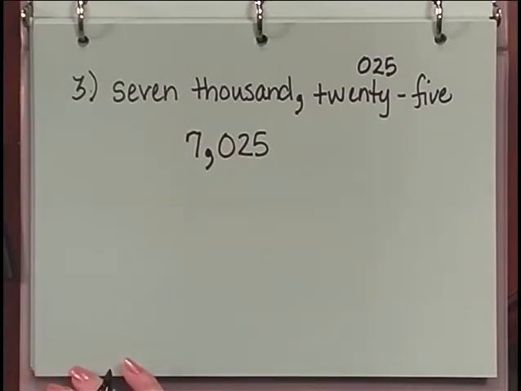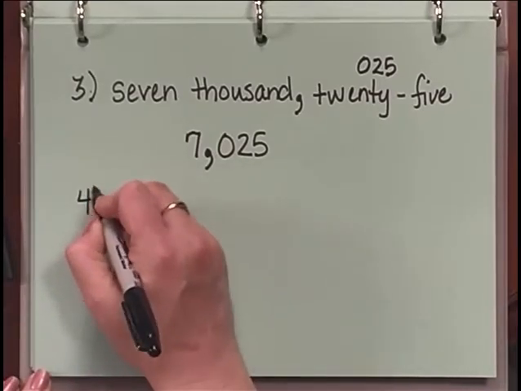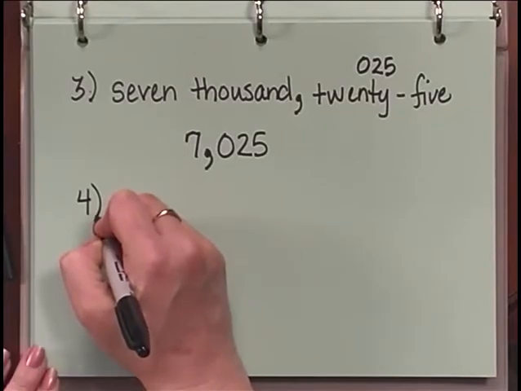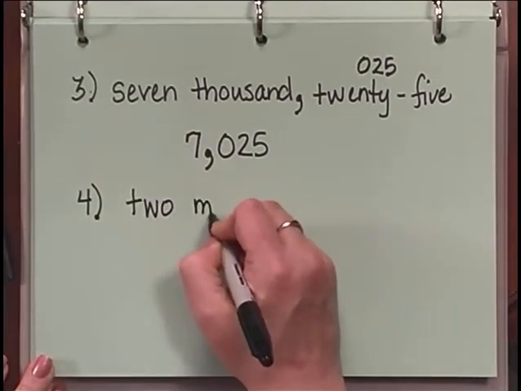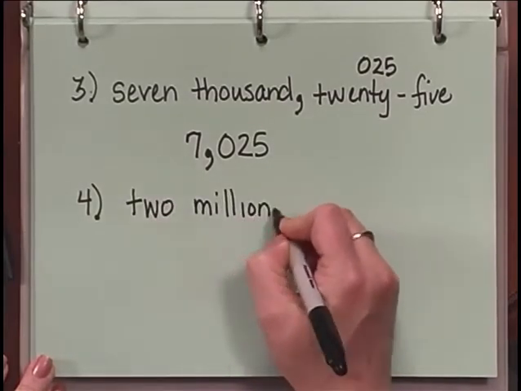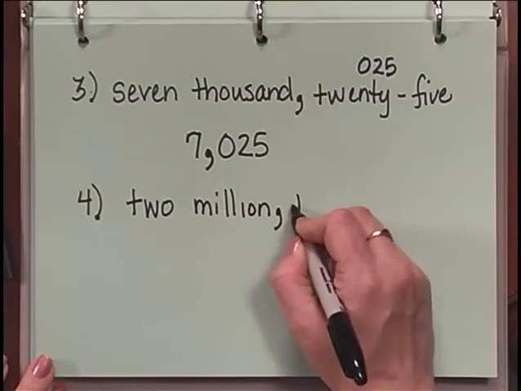That means that there is no value in the hundreds place, and I need to indicate that by inserting a 0. Okay, look at number 4. It says use digits to write 2,300,000. So I'm writing 2 million, comma, 300,000.